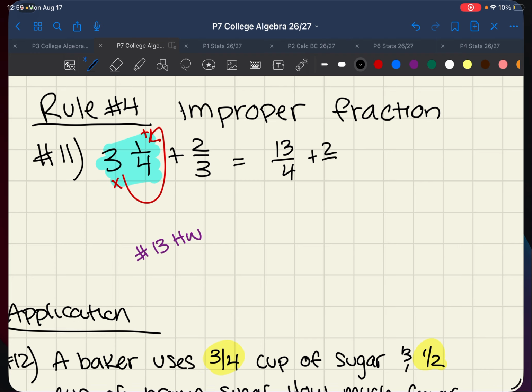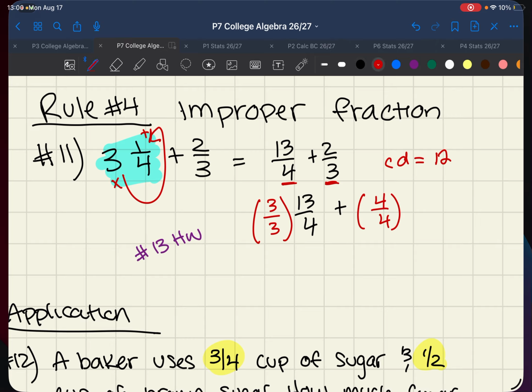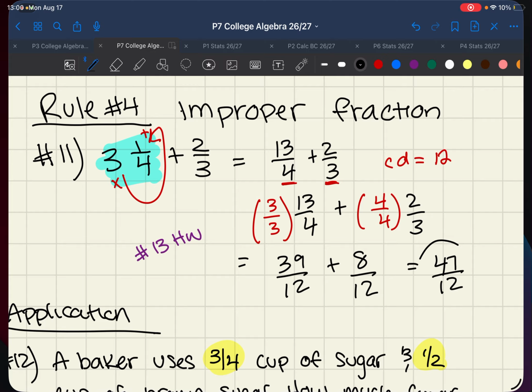Now I just add 2/3 to it, and then I continue my process by trying to get a common denominator. So here I'd have to multiply those two numbers together, and then I get 12. And so for my common denominator, I have to multiply this first one by 3, and the second one by 4. And so I get 39 over 12 plus 8 over 12, which gives me 47 over 12.